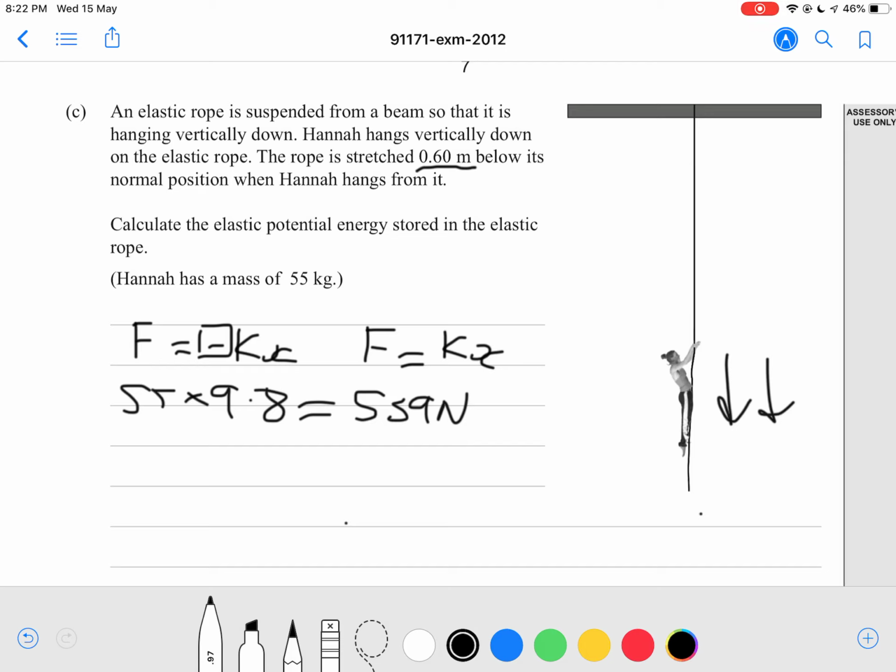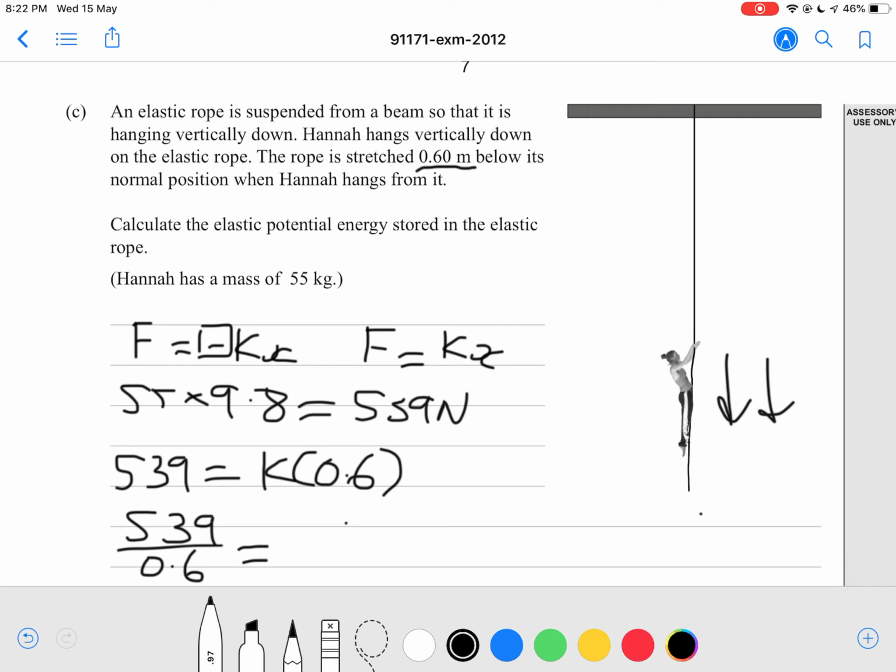So we can substitute these numbers in. We substitute x equals 0.6, and we substitute F equals 539, okay? So basically, 539 equals k multiplied by 0.6. You move the 0.6 to the other side, so 539 divided by 0.6. And that should be giving you 898 point something, I think it was. Let me just double check. I don't want to make any mistakes here. Yes, it is. It equals 898.33. And spring constant is measured in N m^-1.